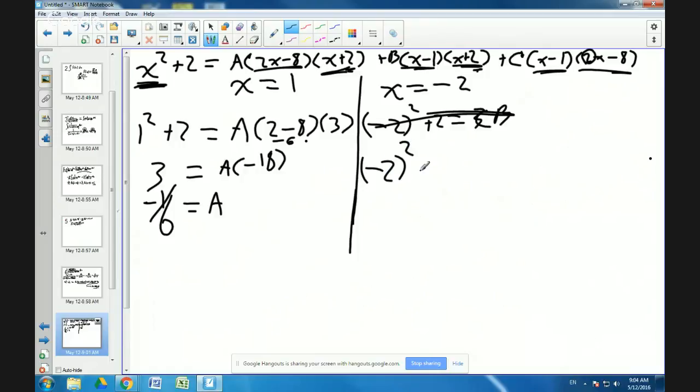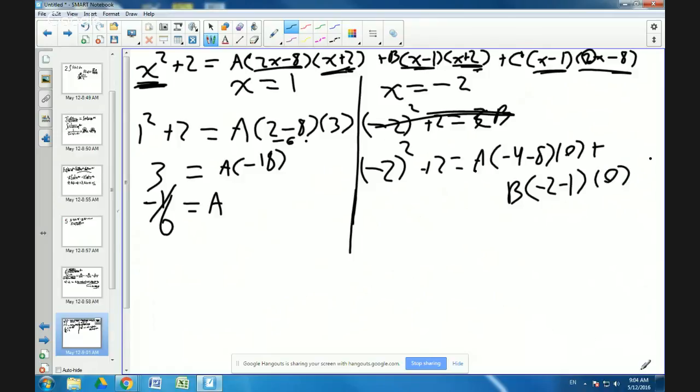-2 squared plus 2 equals a by (-4 minus 8) by 0, plus b by (-2 minus 1) by 0, plus c by (-2 minus 1) by (-4 minus 8).